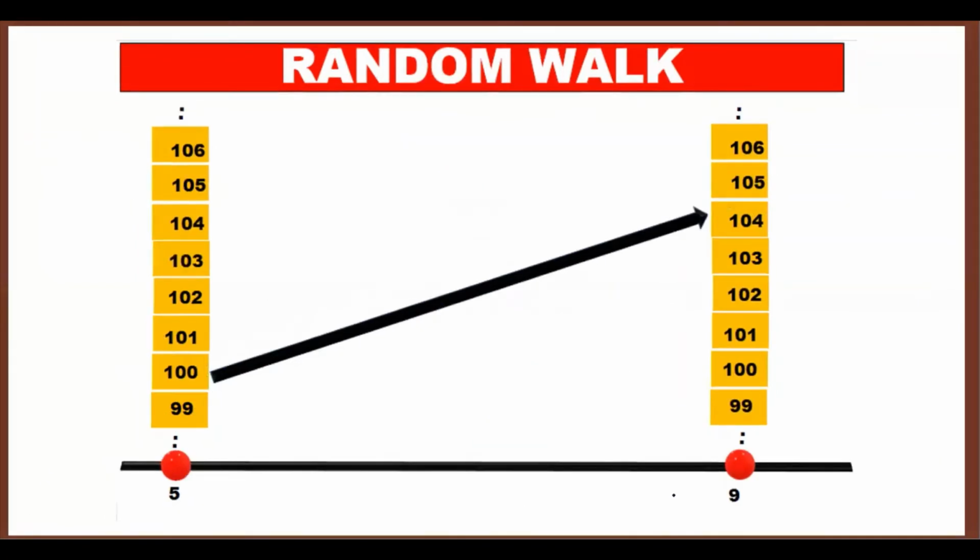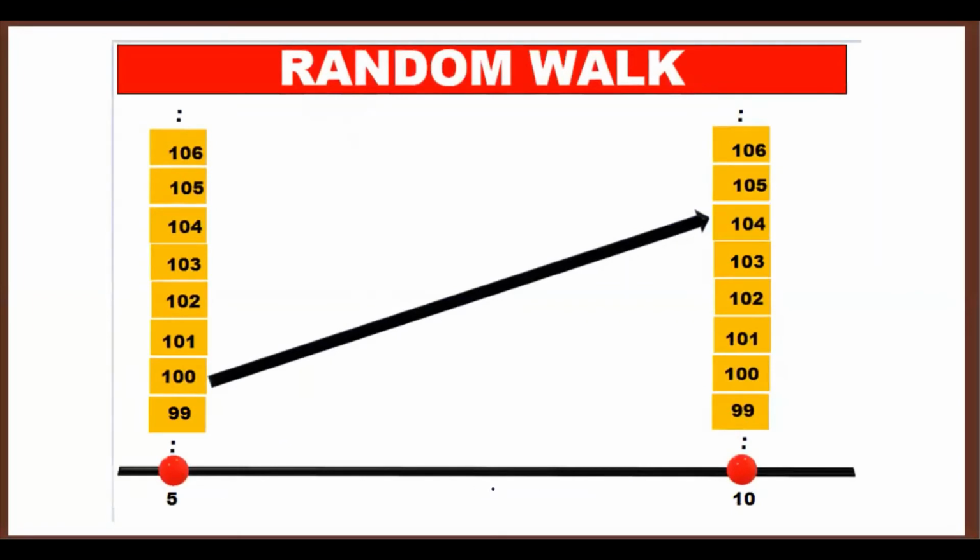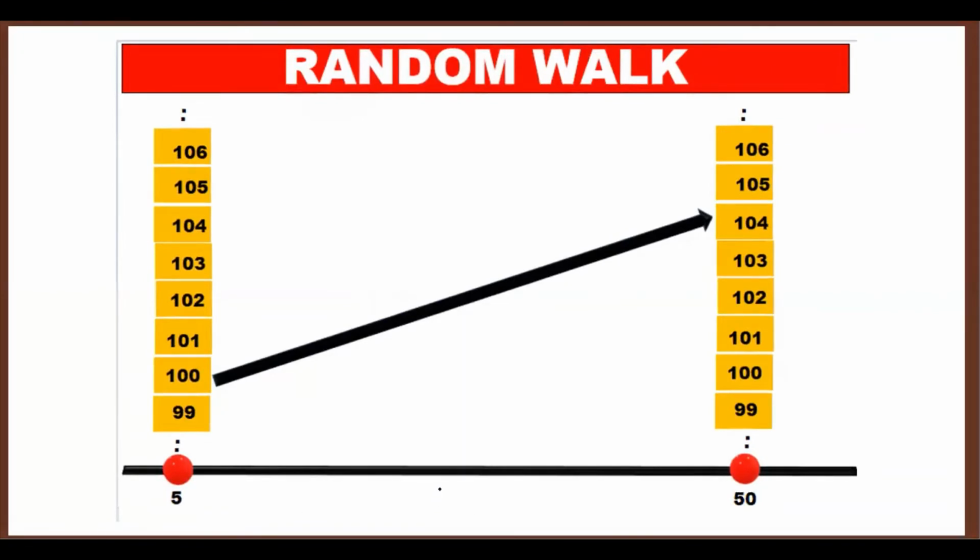Now 5 to 9, 4 increment. Here 4 increment possible. All you have to do is win. Now 5 to 10, 6 increment, 4 wins possible. How about this? 4. It's not possible. This is odd, this is even. It's not possible. You try yourself.